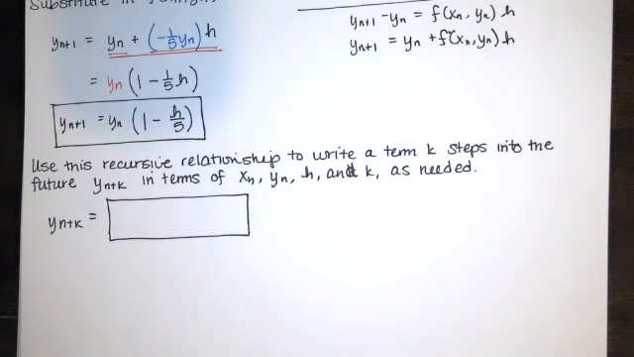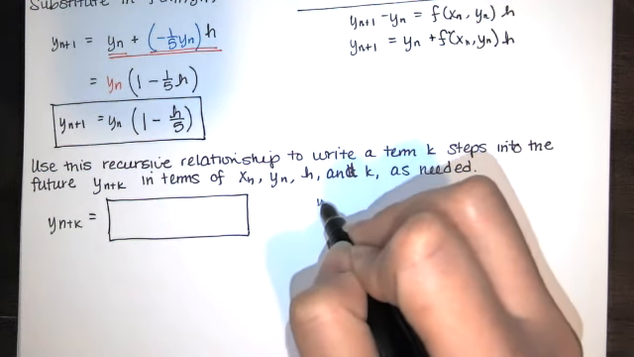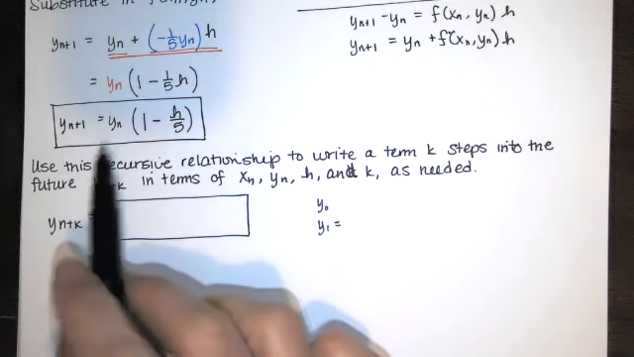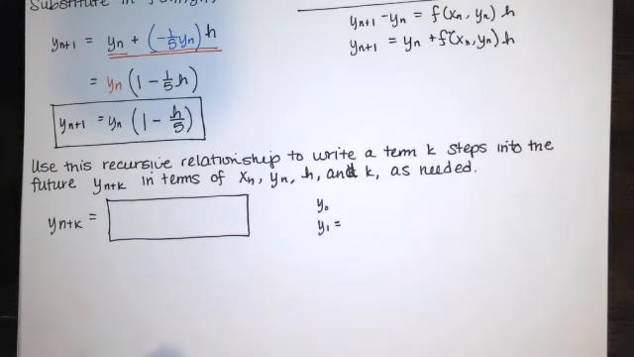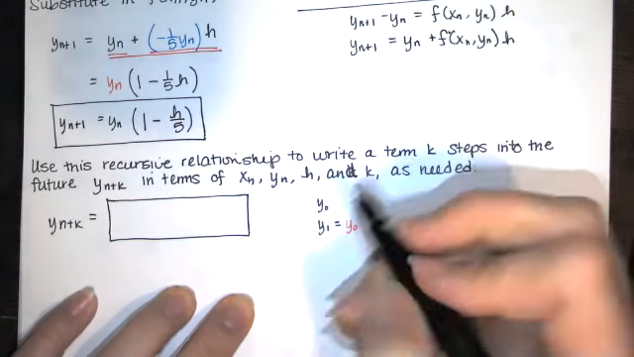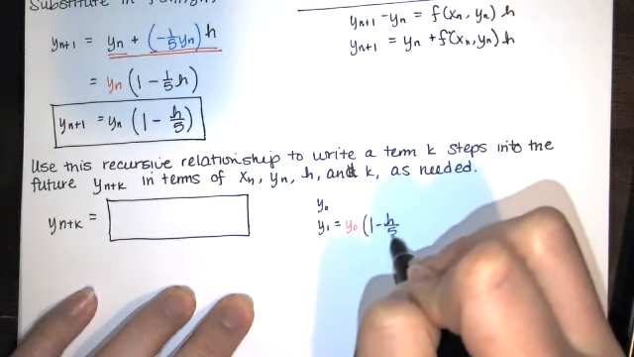So the next part of the problem statement says, use this recursive relationship to write a term k steps into the future, y sub n plus k, in terms of x sub n, y sub n, h, and k as needed. And so they give you y sub n plus k equals blank. Well, I think the easiest way to figure out what this is is to just look for a pattern. We start with y sub 0, and then y sub 1, according to this formula, is the last y value, which is y sub 0, times 1 minus h over 5.